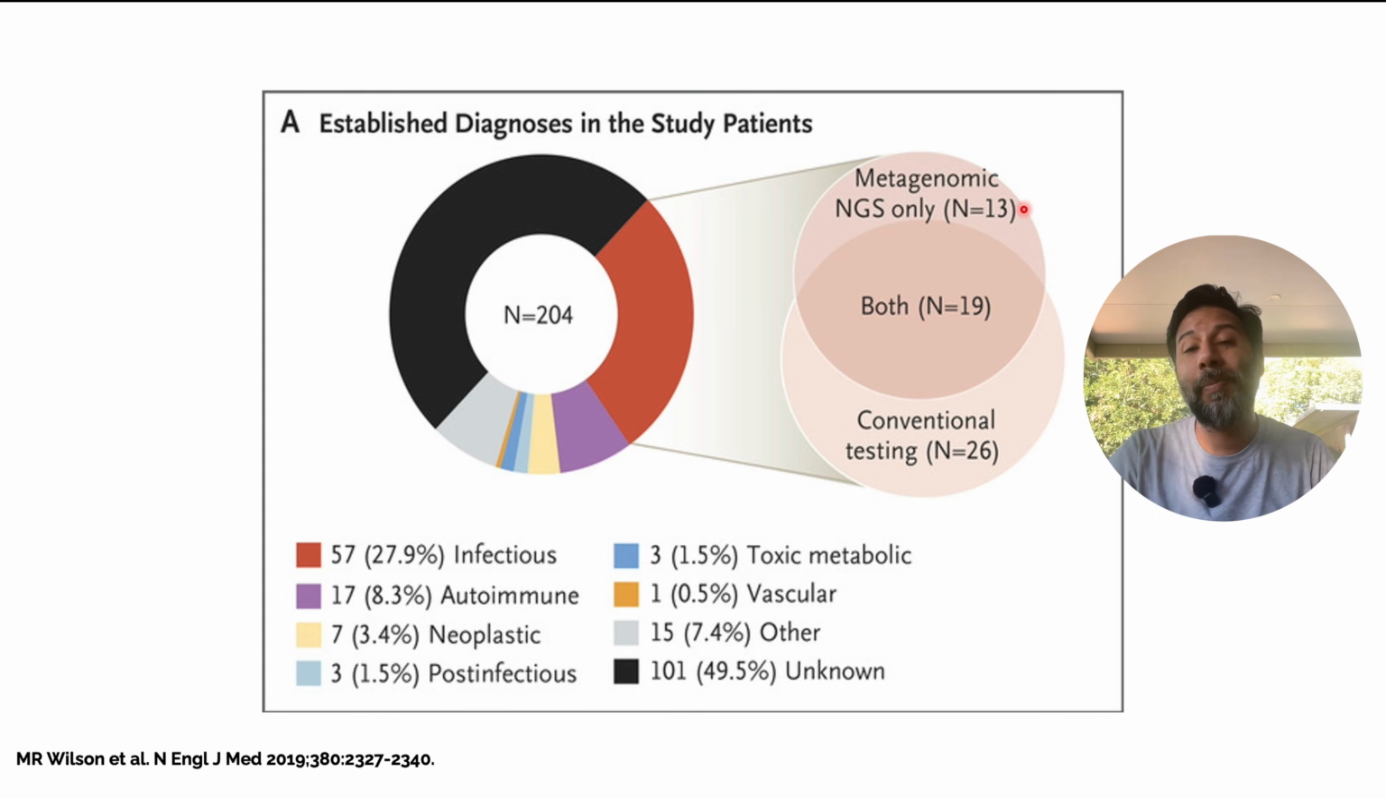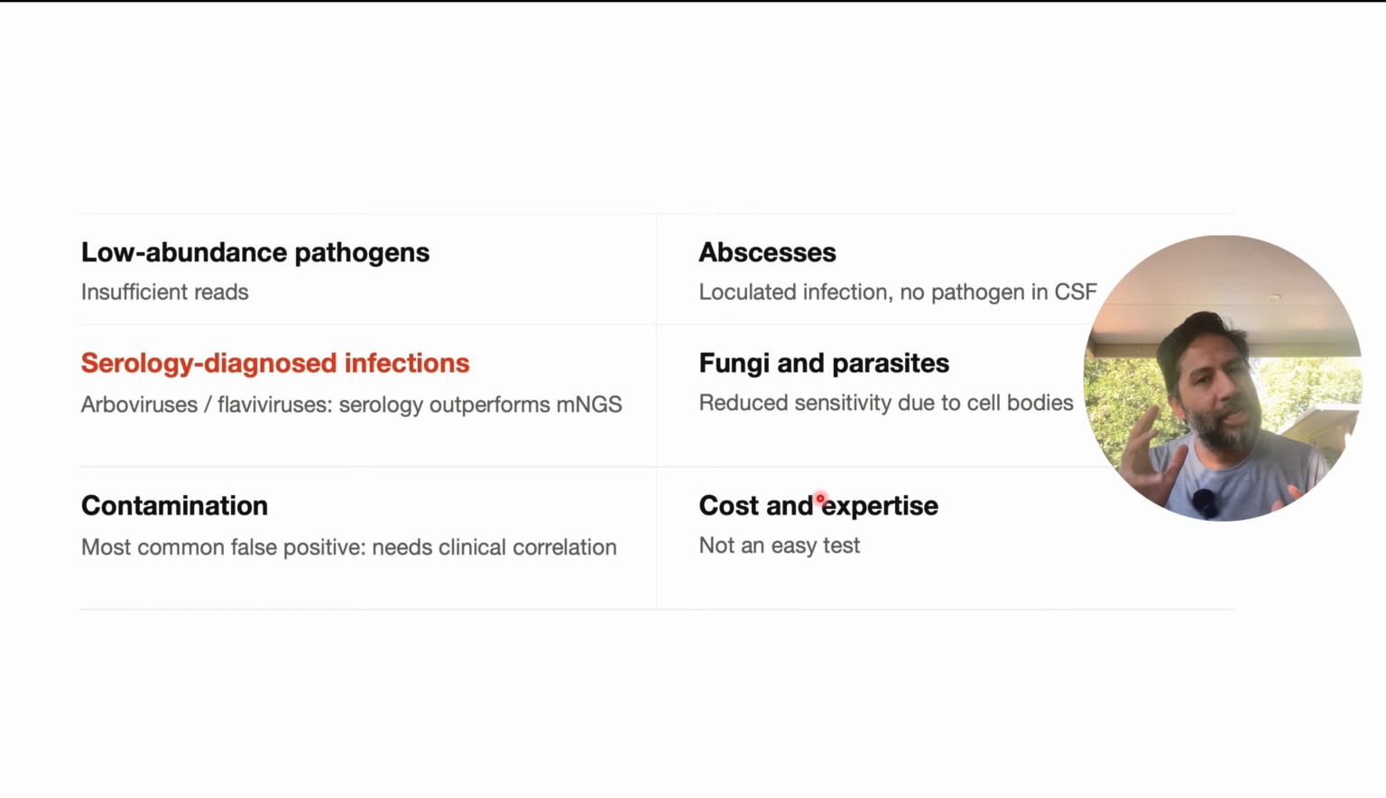And these were actionable pathogens that could change a patient's situation and trajectory, help them save their lives. Now, you can see here that metagenomics doesn't take over from conventional testing. It's not a panacea that just solves all your problems. You send the test off and that's it. So where does it fail? It fails in a couple of areas.